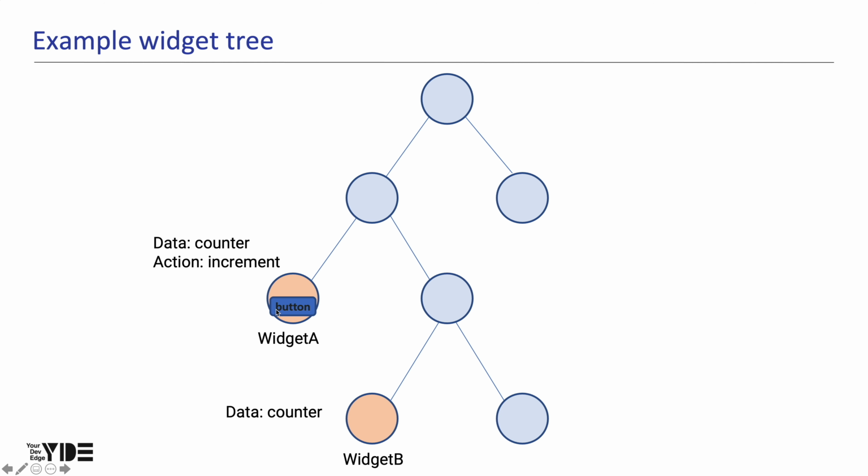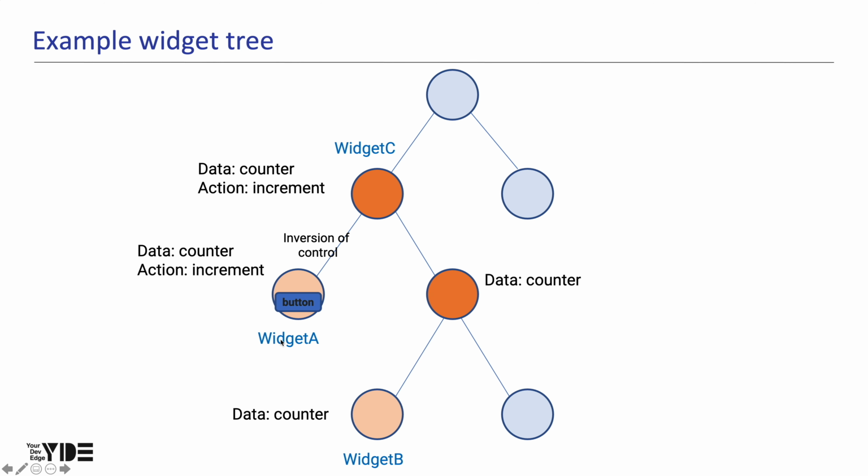Now, how do we pass counter data to widget B in this case? Intuitively, the easiest way is to put the necessary data and functions in the common ancestor widget of widget A and widget B. If you look at the second picture, the data and functions required by widget A and widget B are moved to widget C, which is the common ancestor of the two widgets, and the data and functions are moved down to widget A and widget B.